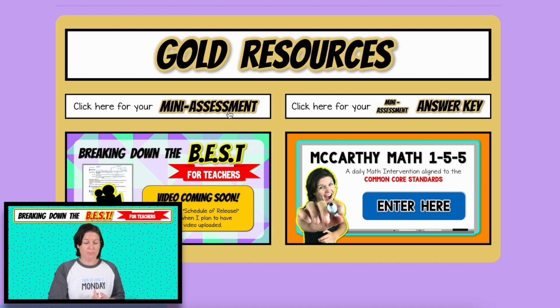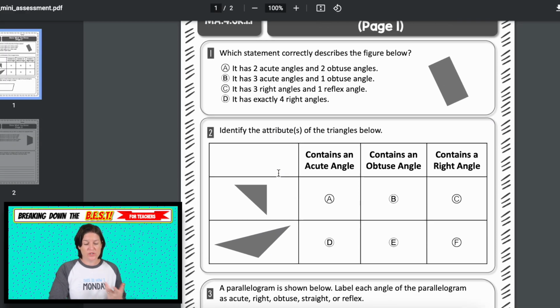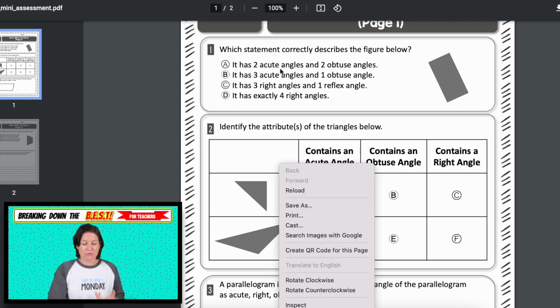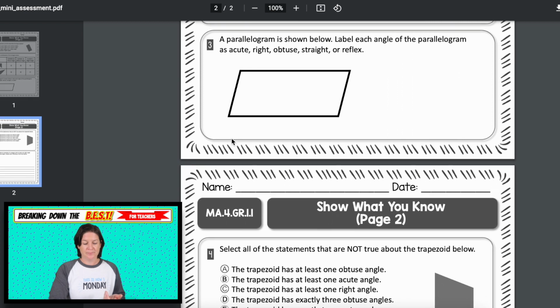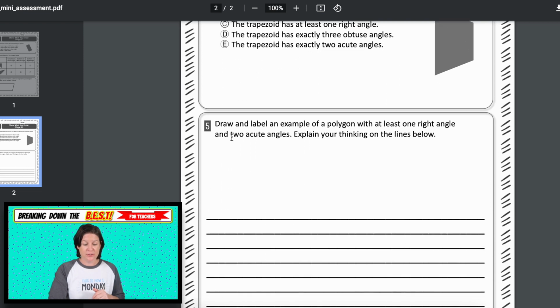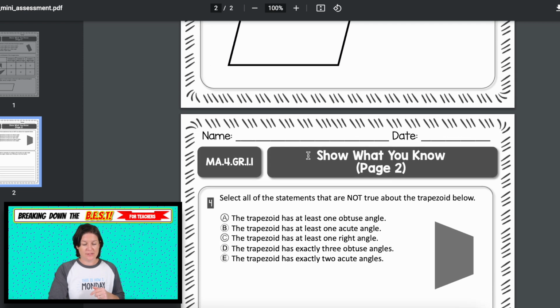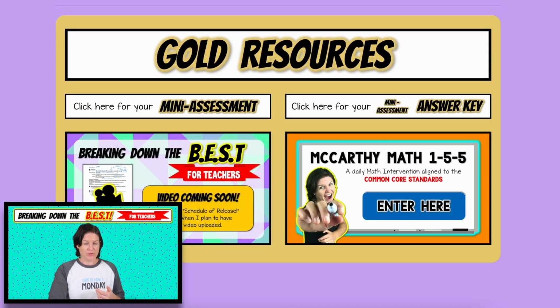So here you have your mini assessment, which contains about 4 to 5 questions, just depending on the standard, a variety of question types, as you can see. And you can use this as a mini assessment or as extra practice. However you want to roll this out is up to you. It doesn't even say mini assessment, it just says show what you know at the top for the student. So you have that. You also have your answer key for that mini assessment.